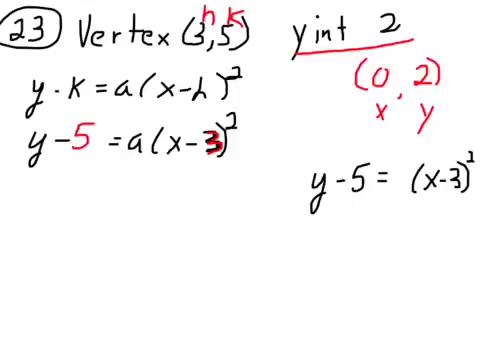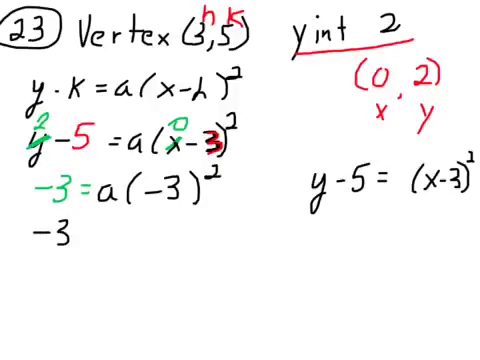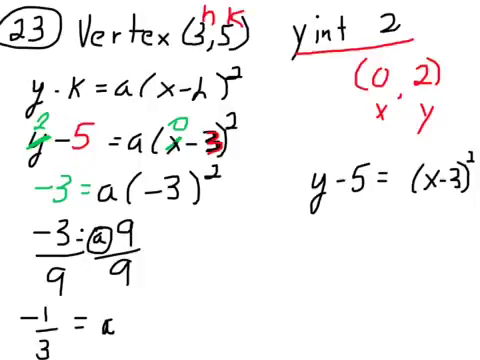Let's plug in. X is 0. Let me do that in green. This x right here is going to be 0, and this y over here is going to be 2. So what's 2 minus 5? It's negative 3. Now I've got a, and then in parentheses I've got 0 minus 3, which is negative 3, squared. Negative 3 squared is a positive 9, and if I want to get a by itself, I divide both sides by 9, and I find out that a is negative 1/3.